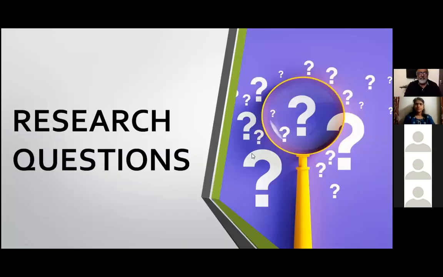So the next. Now we saw the research objectives. As we all know, based on our objectives, we usually frame the questions. So each objective might have 2 to 3 questions. This is how it ideally works.